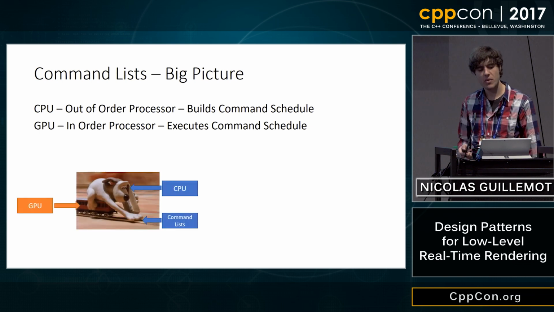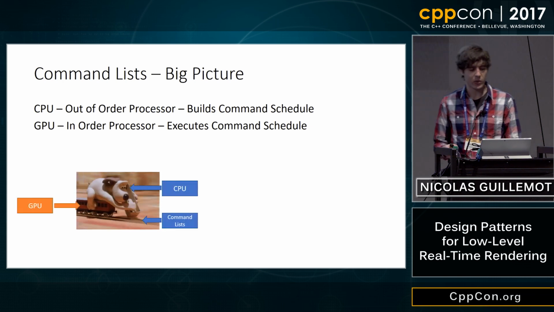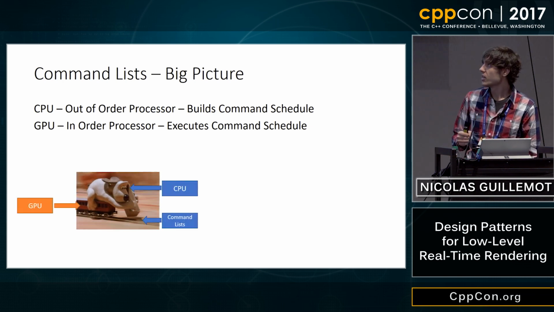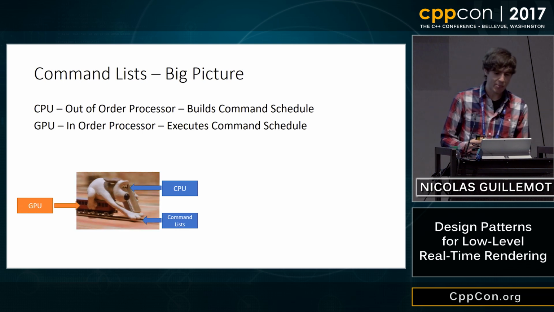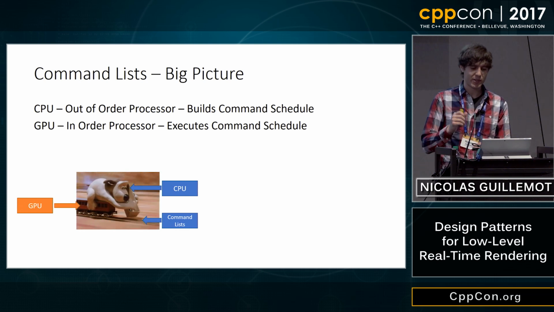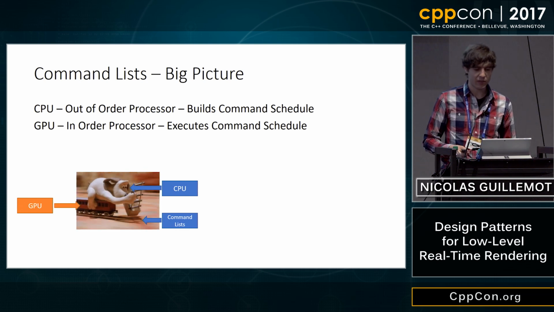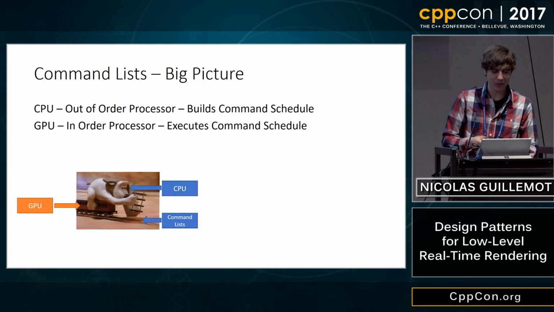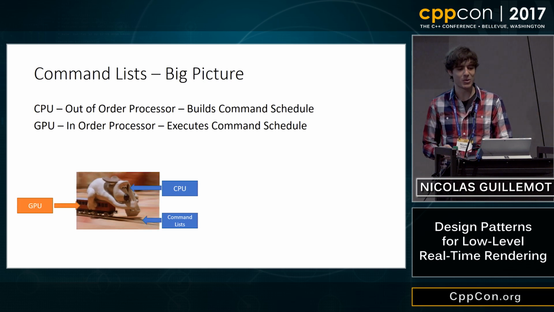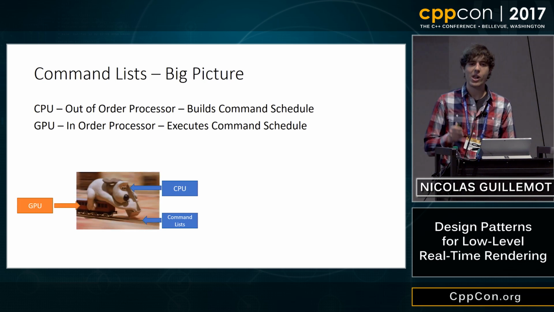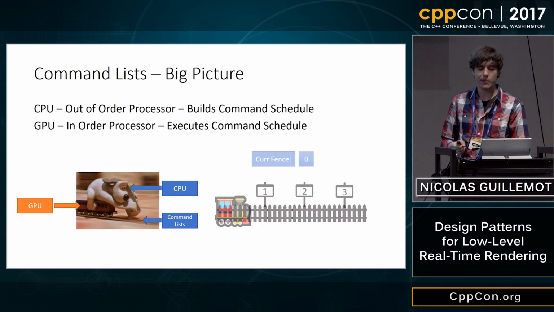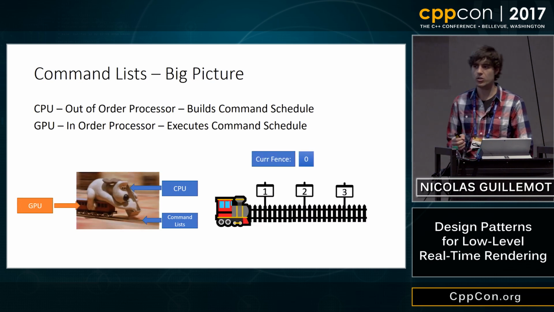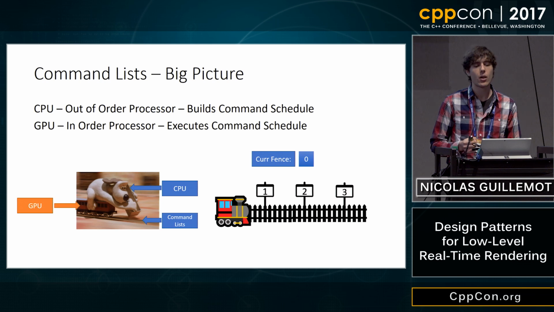If you want an analogy, here's an analogy. Let's suppose the GPU is the train and the dog is the CPU, and the CPU is being very careful and very agile in deploying these train tracks as command lists for the GPU to run. And actually, while I'm on this topic, I'm going to take this analogy one step further and introduce to you the concept of a fence.